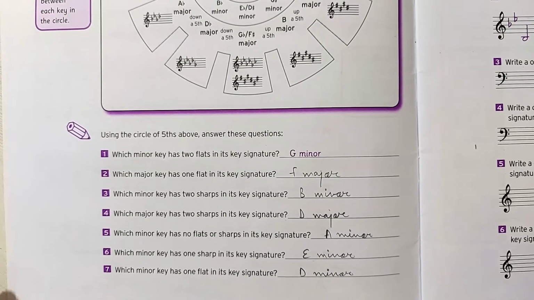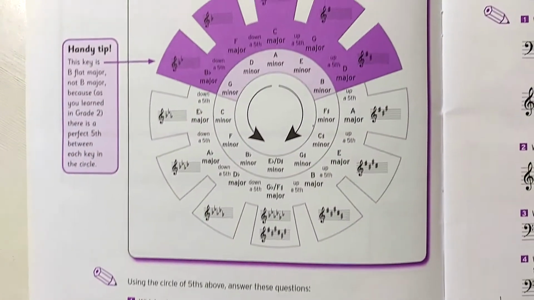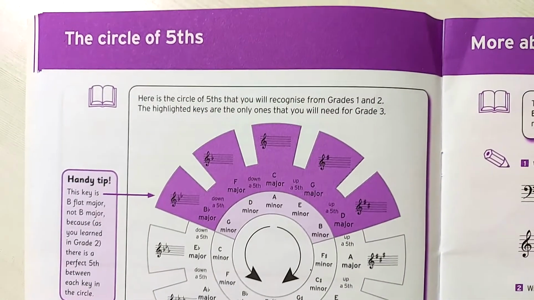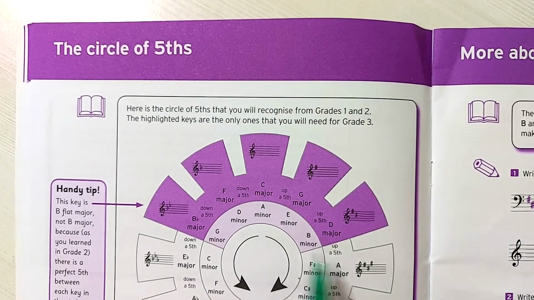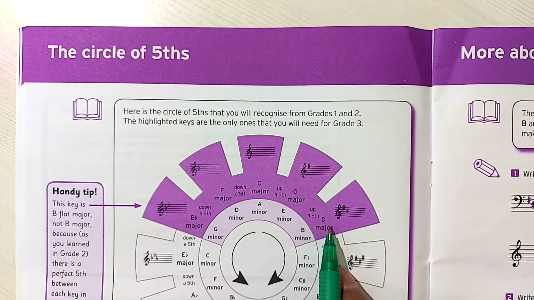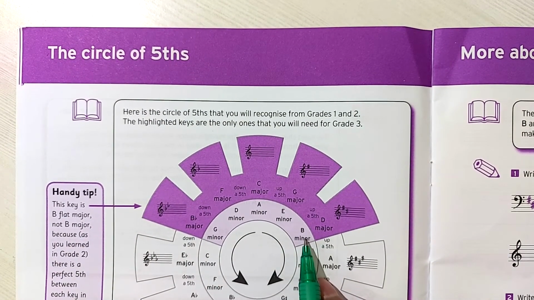Okay, so this was a very small topic. There were only two new scales introduced in this one. That is B flat major and D major, and their relatives, that is B minor and G minor.